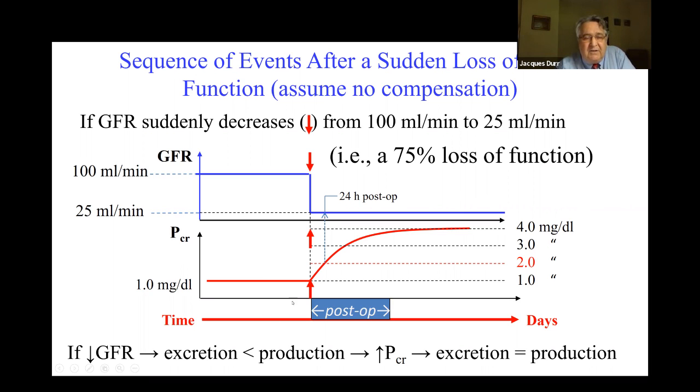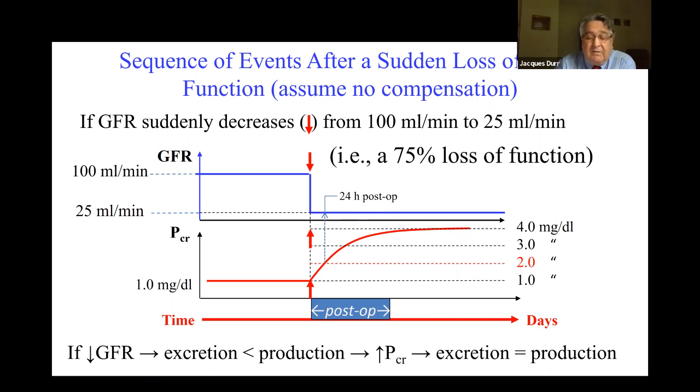But as you see, as the function is curtailed, in this case 75%, the excretion of creatinine will be less than the production. That will increase the plasma creatinine. But as the plasma creatinine increases, the excretion will again match production when you come into equilibrium. So his baseline creatinine, if he had no adaptation, would be 4 milligrams per deciliter. But the next day, it may be only 2. So even though he lost 75% in this example, his creatinine underestimates.